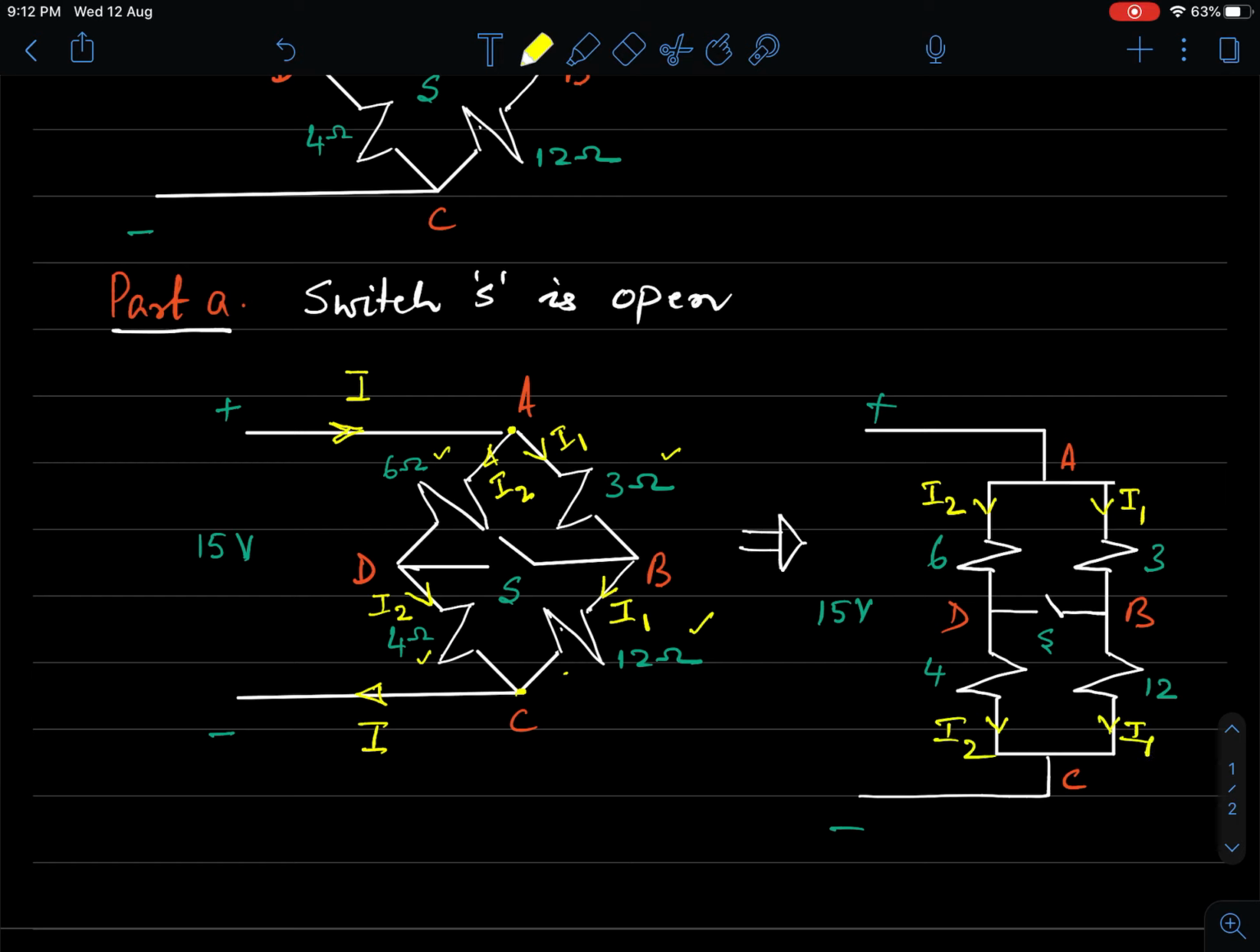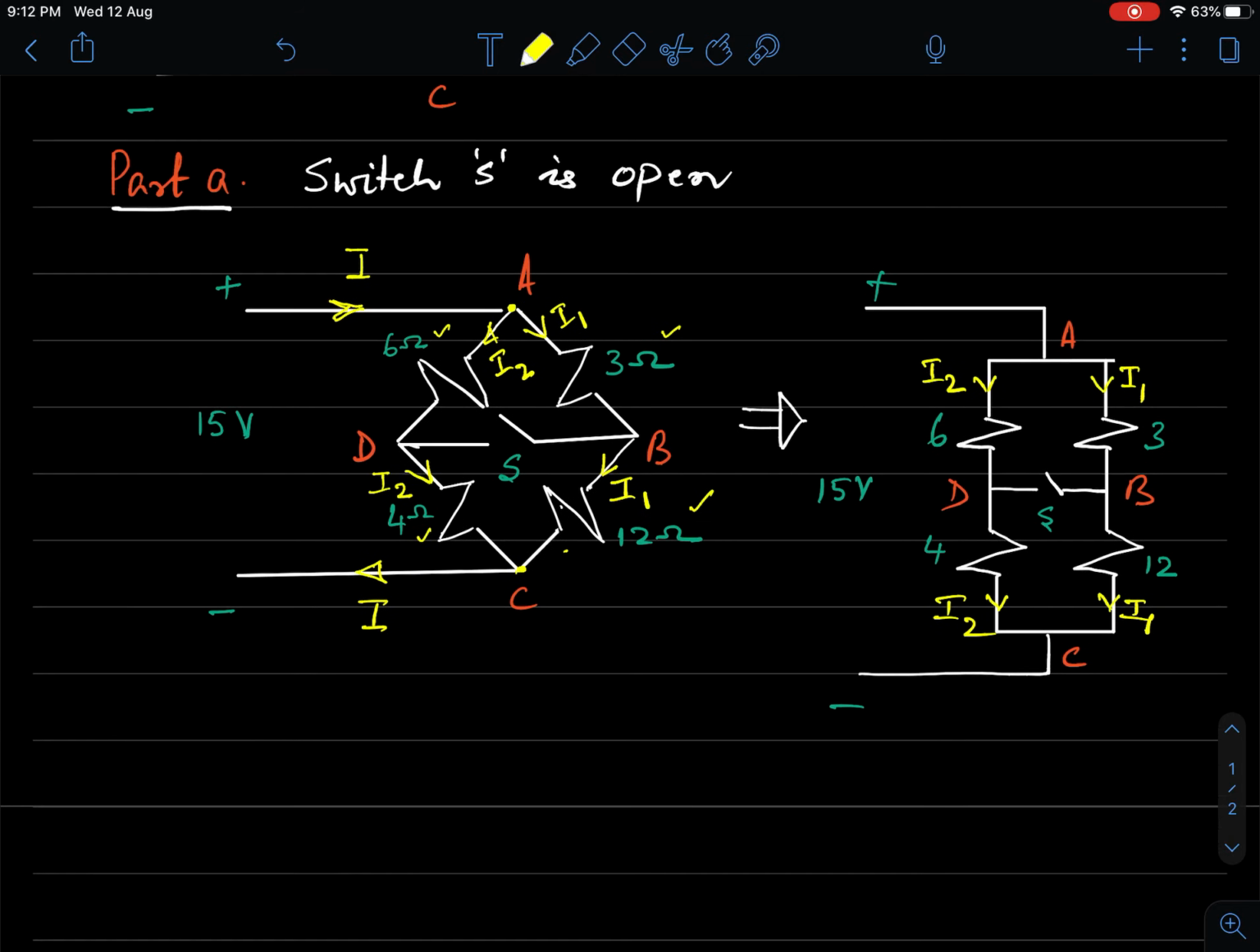Now, we know that 6 and 4 are in series. This 6, this 4, they are in series. When they are in series, the voltage divides, 15 volts divides between these two values, 6 ohms and 4 ohms. We may have to determine what voltage appears across 6 ohm, and what voltage appears across 3 ohm and 4 ohm and 12 ohm. Our interest is to determine the voltage across the 6 ohm and the voltage across 3 ohm. That is sufficient for us.